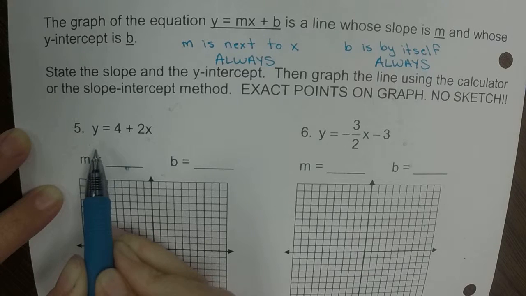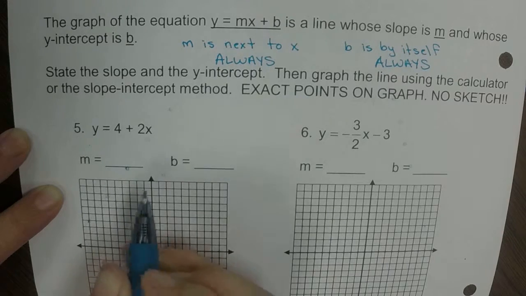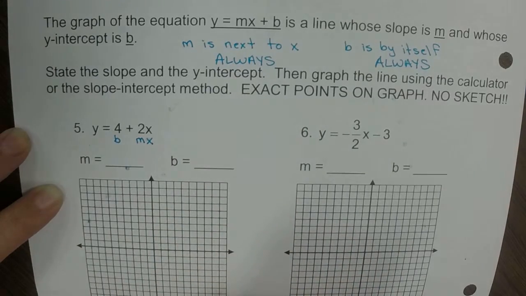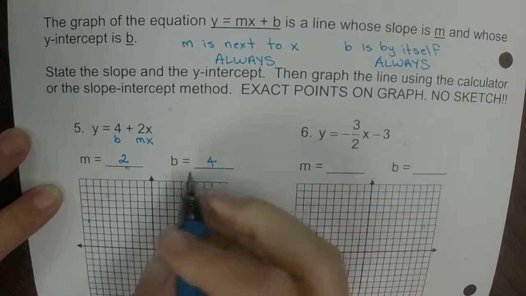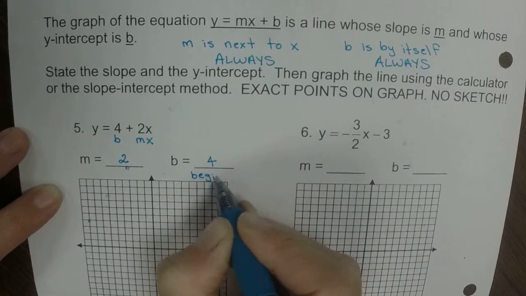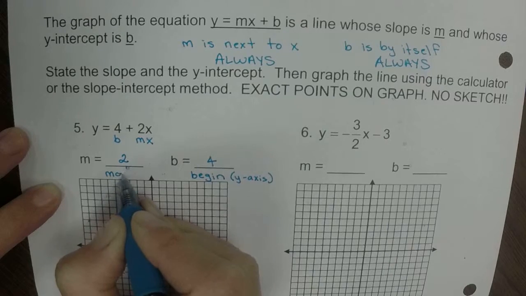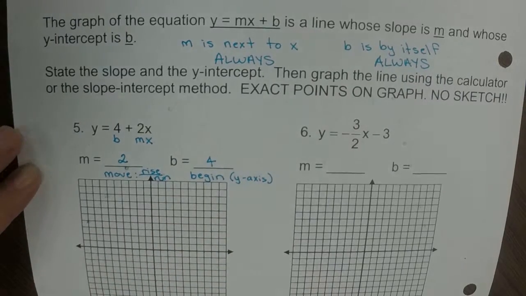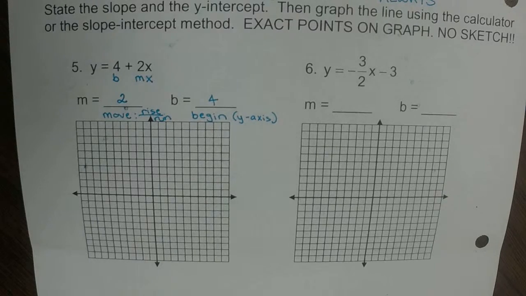So when I'm looking at this equation, y equals 4 plus 2x, which one is the m? Well, we said m is always next to x. So this is the x, this is the b. So my m is 2, my b is 4. So remember b, this is where I begin, and this is going to be on the y-axis. This is where I move, and you're going to follow rise over run. And you guys should be pretty good at that. So the rest of these really shouldn't be hard for you. Okay, so see if you can pick out the m and the b and then graph them on your own.